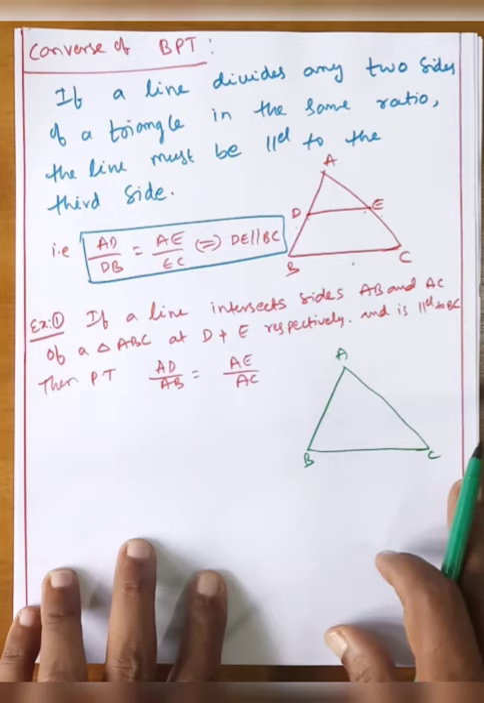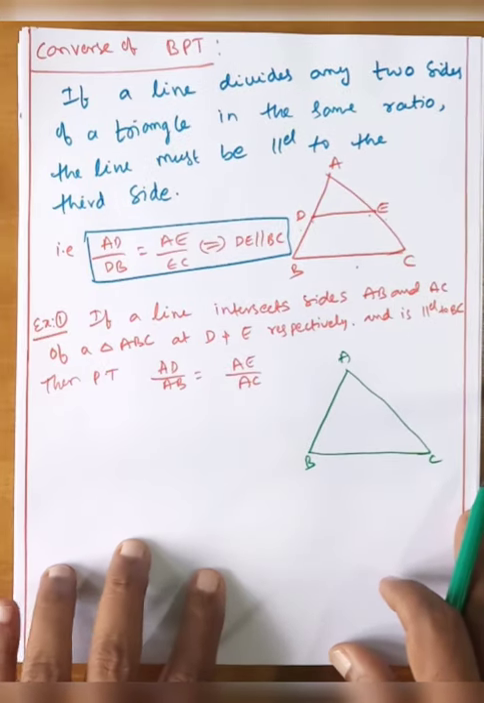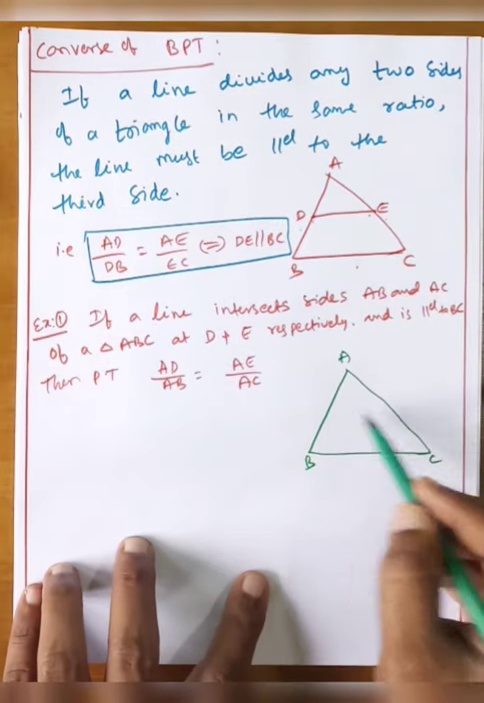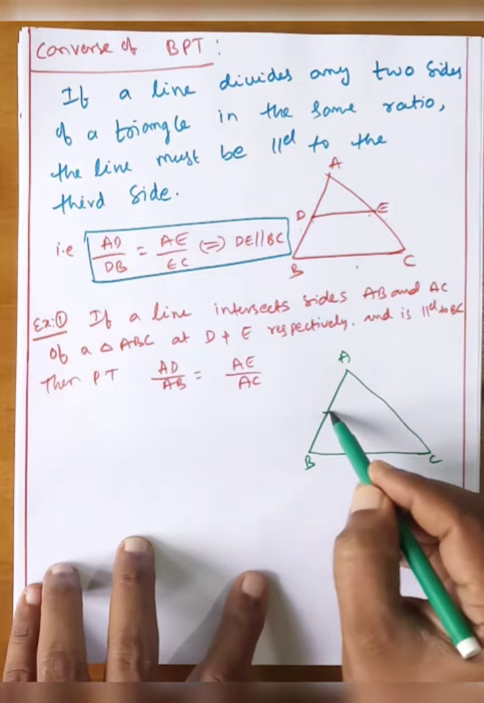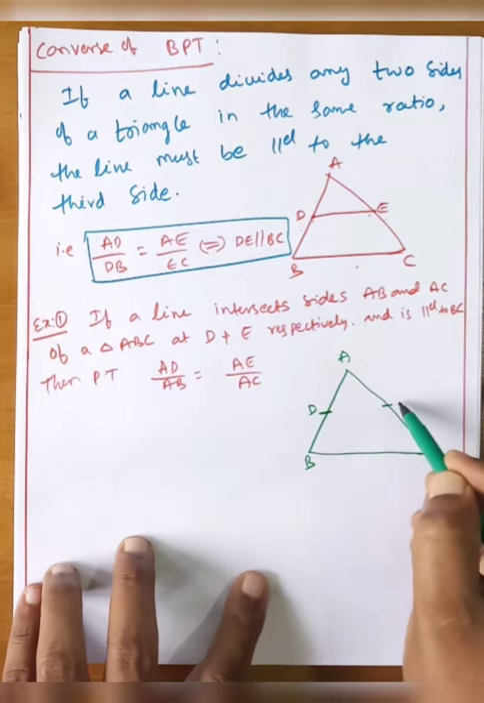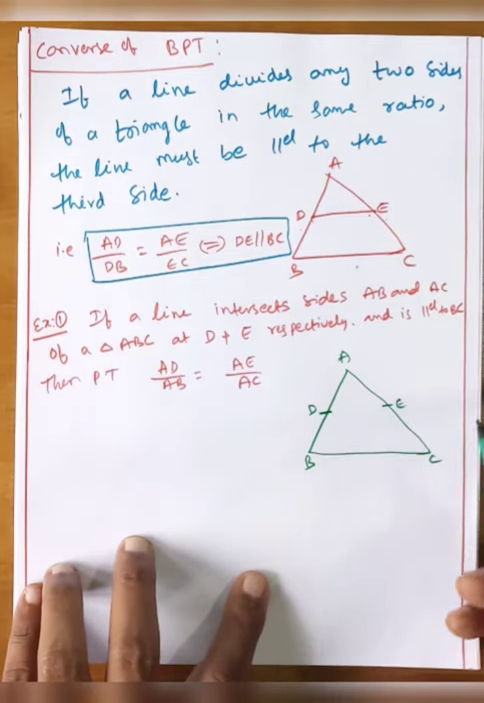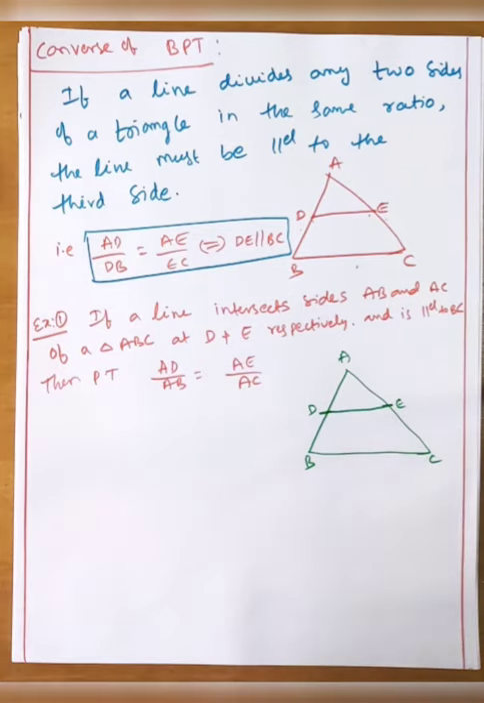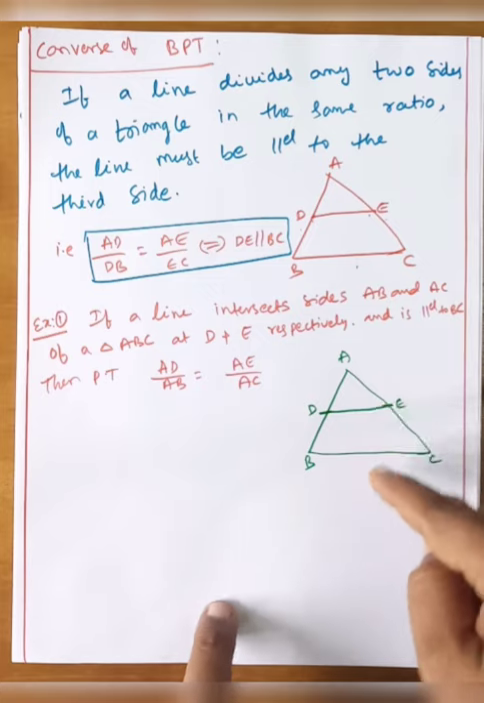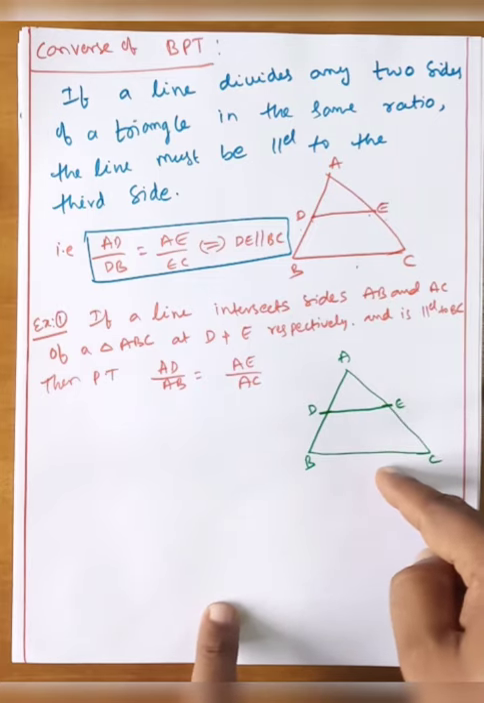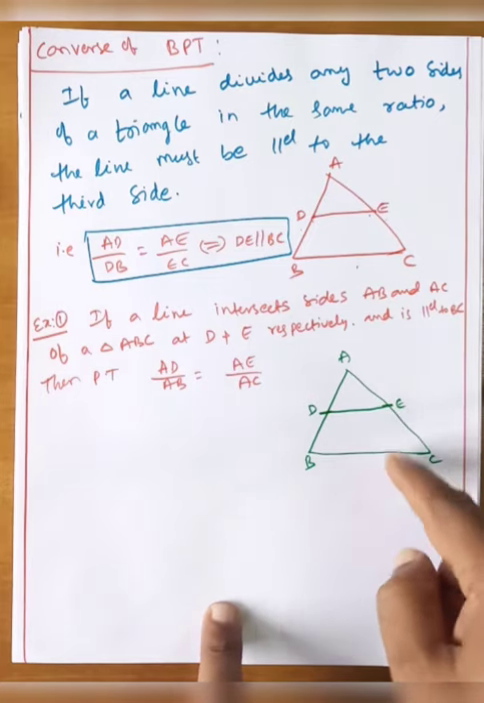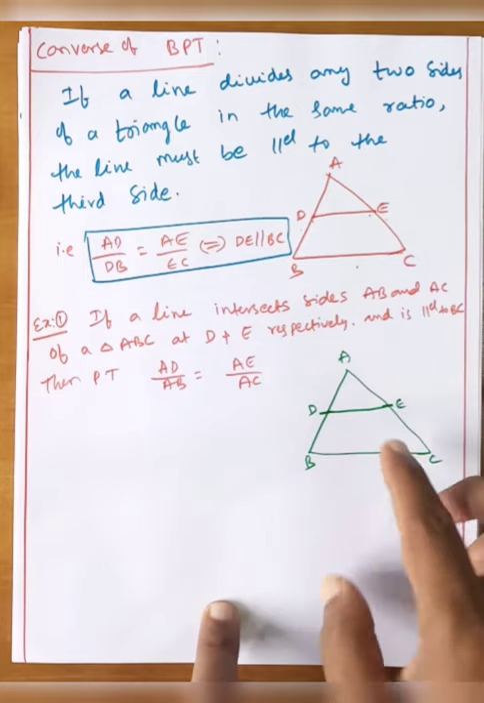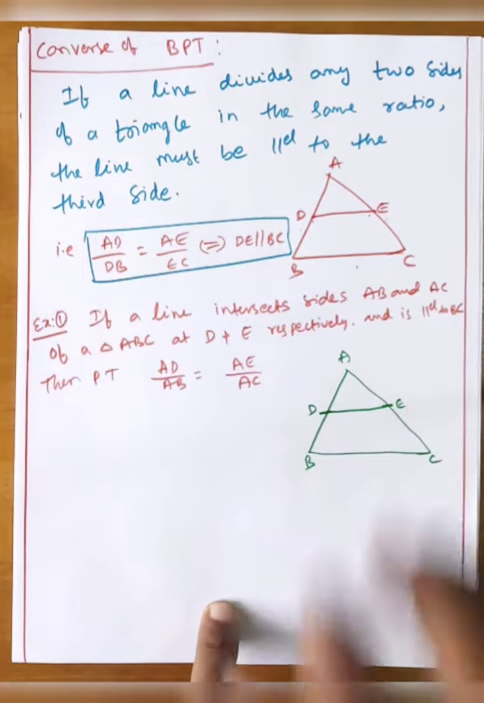If a line intersects the sides AB and AC of a triangle ABC at D and E, and that line joining these is parallel to BC. Okay, already I explained that one. Whenever the line is parallel to BC, my dear students, that line divides the two sides in the same ratio. This line divides the two sides in the same ratio.